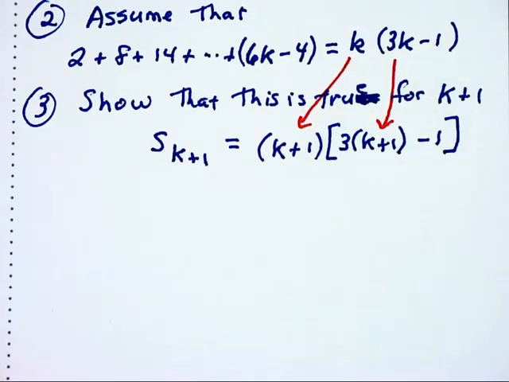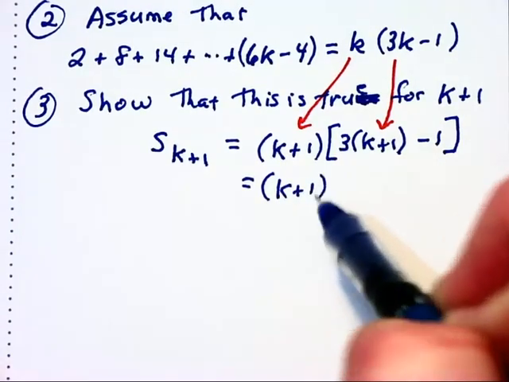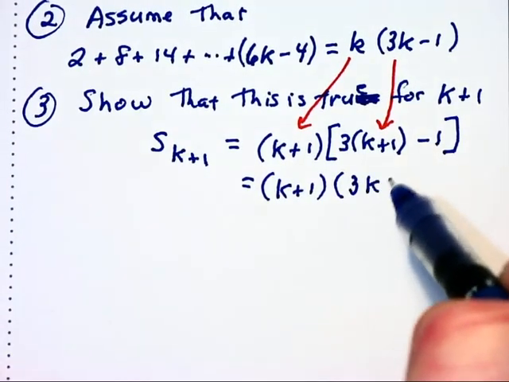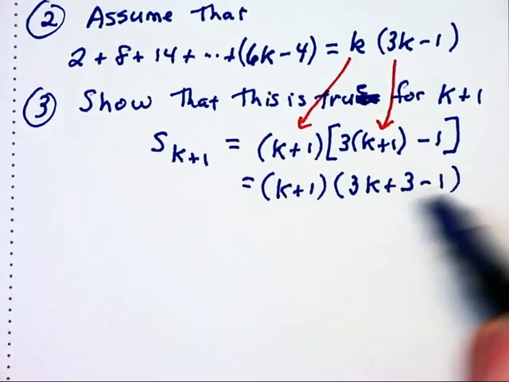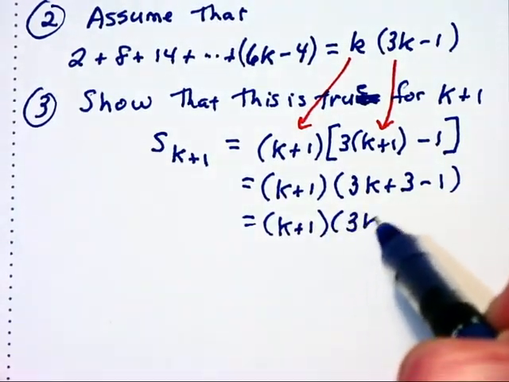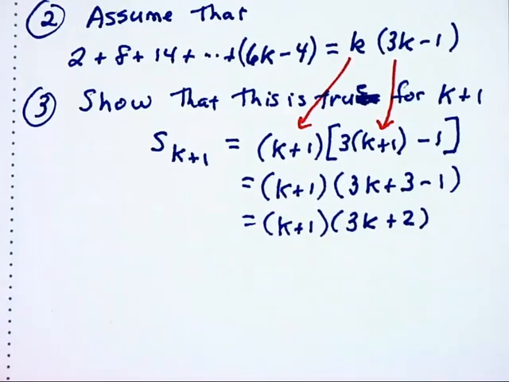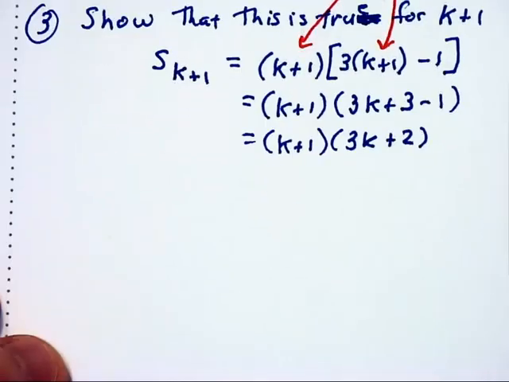Now let's clean up this expression. This is going to equal (k plus 1) times (3k plus 3 minus 1), which is (k plus 1) times (3k plus 2). That is an expression for the sum of the first k plus 1 terms.